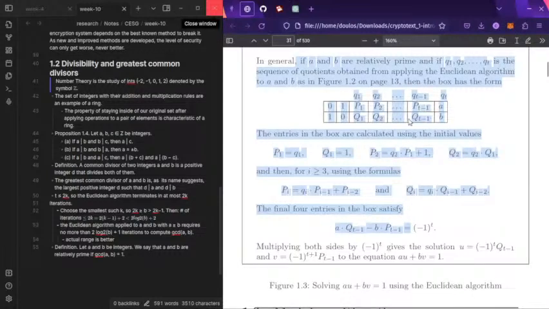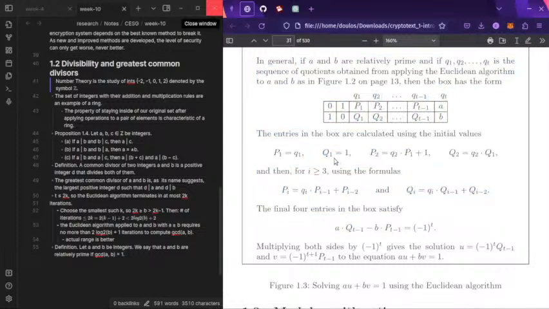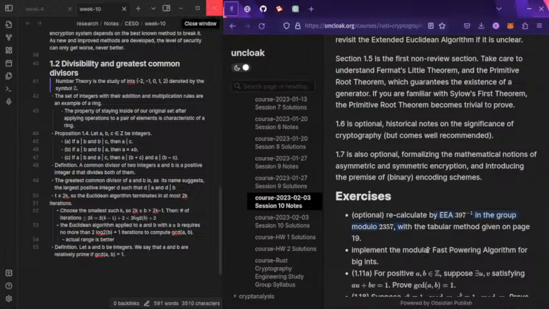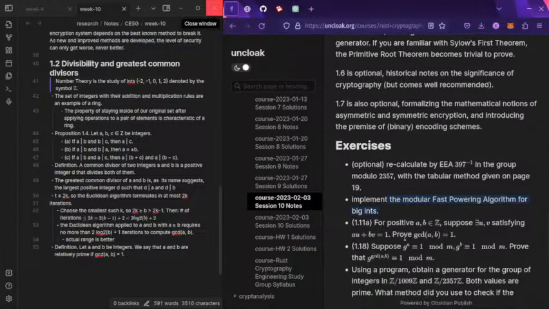I need to add this to my code from week 8 to be able to solve the question using the computer. And then to do it by hand, I can just write it out. So I'll try and do both this afternoon. I need to get to the modular fast powering algorithm for big ints. Proving is tough, but I think the proof is actually in the book. We just went through it, I'm pretty sure.